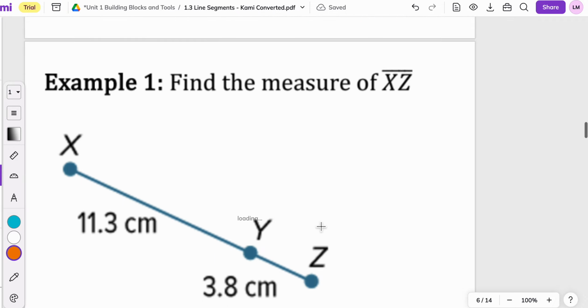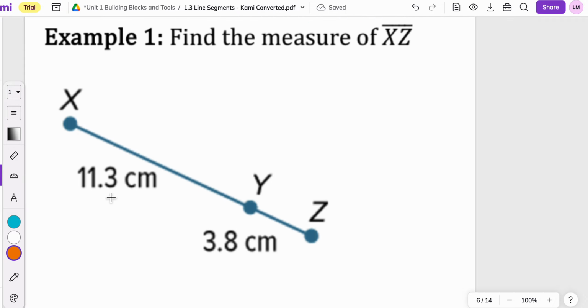So we can see our example number 1. This is going to be a pretty easy example to start off with. To find the measurement of XZ, that is the two endpoints from X all the way to Z. So all I got to do here is add 11.3 and 3.8 together, and I'm going to get 15.1 centimeters.